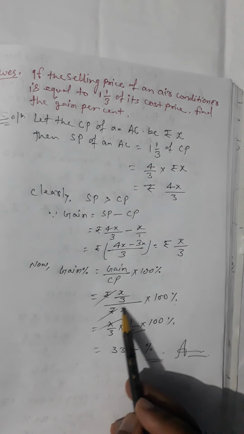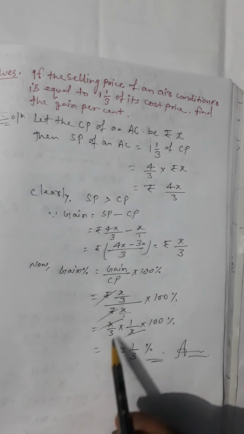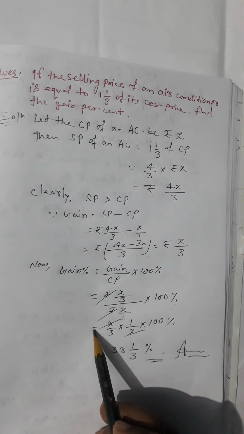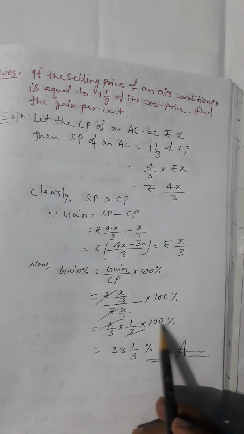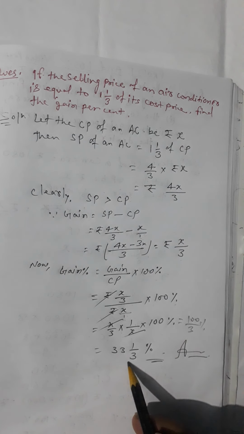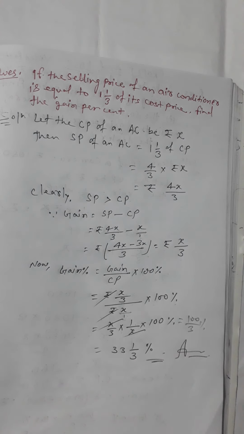Okay, taking the reciprocal of this denominator, we know here we have 1. So x by 3 into the reciprocal of x by 1 becomes 1 by x. x to x cancel out first of all, then it becomes 100 by 3%. So in mixed fraction, 100 by 3 becomes 33 1 by 3%.